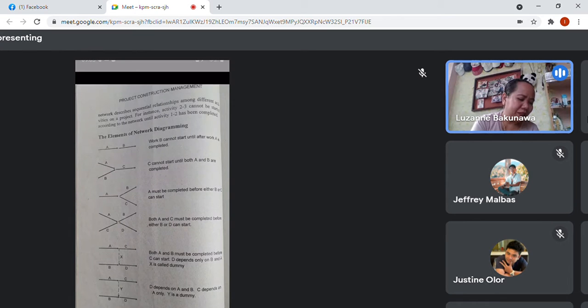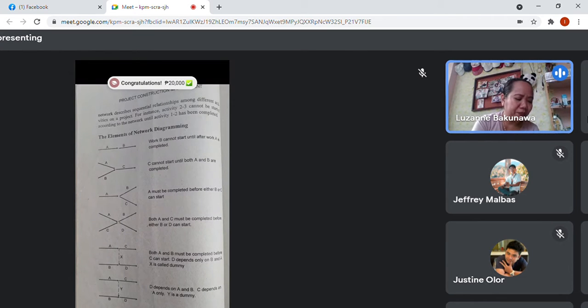Work B cannot start until work A is completed. This means they follow each other by arrow, with no nodes in between. This is just an example of sequencing work. Then, let's say this one, what does it mean?